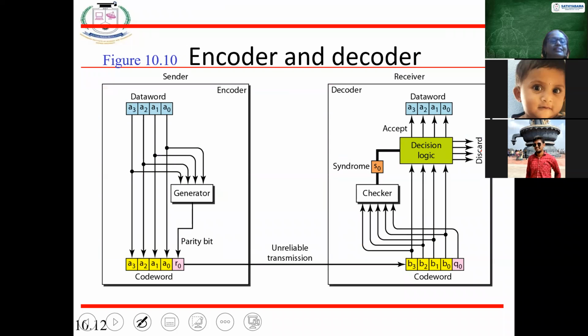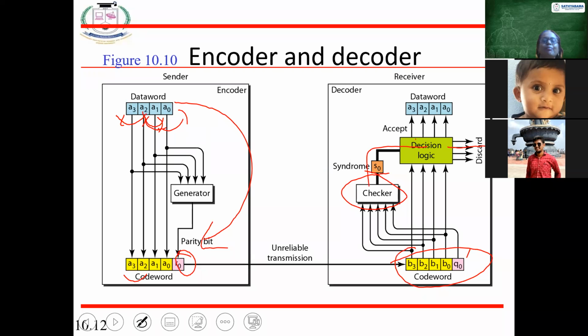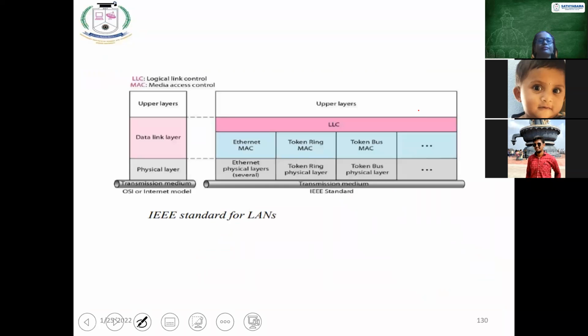See, this is the way. This is my data word. You all know R0 is my parity bit now. They perform the XOR operation A3, A2, A2, A1, A1, A0. So I will get one parity bit. That is my code word. And finally, on the checker side, it will check whether that parity bit is correct or not. If it is, it will accept, or else it will discard.